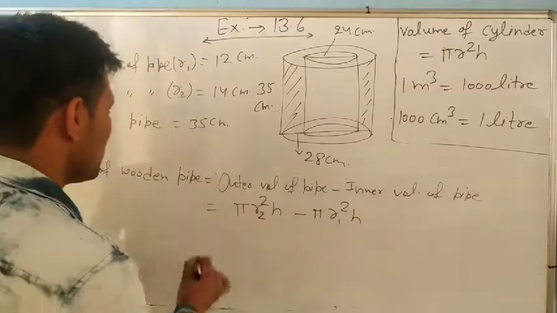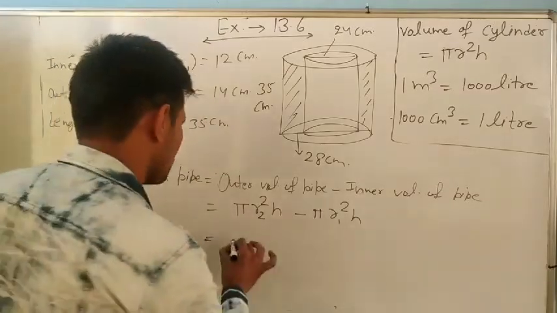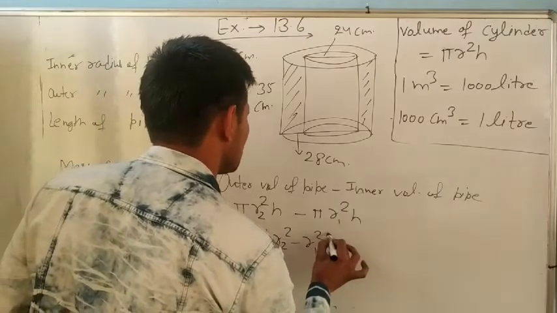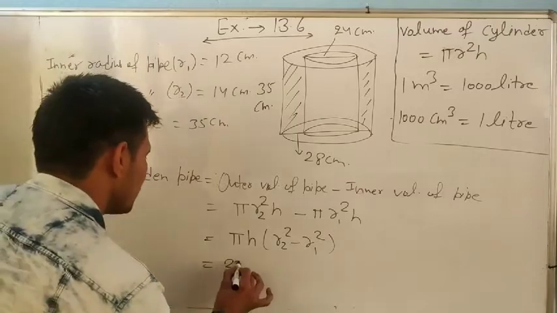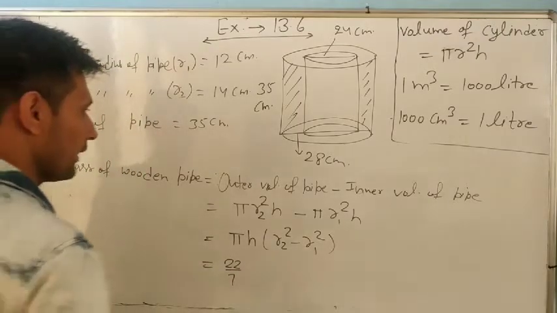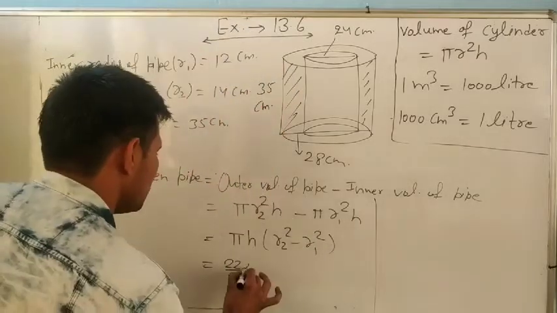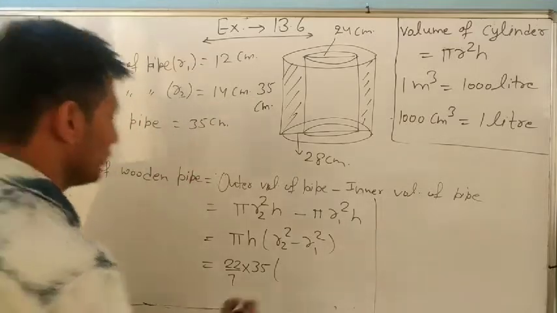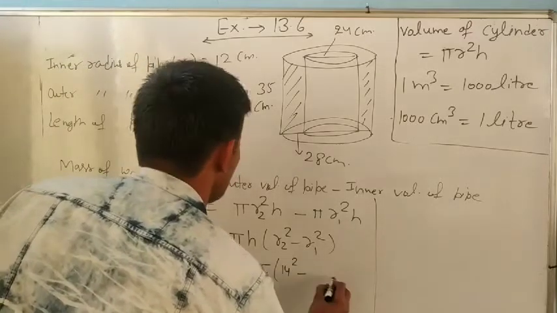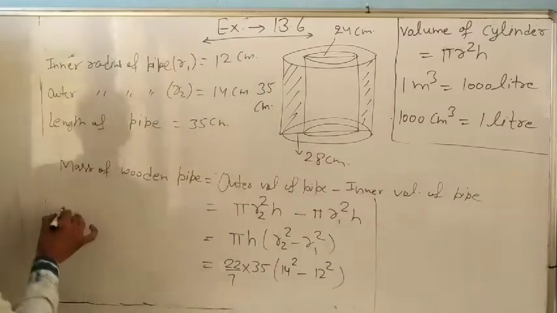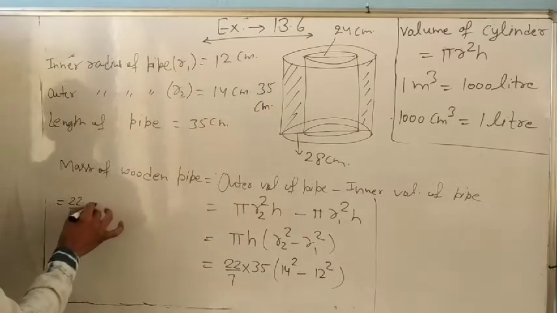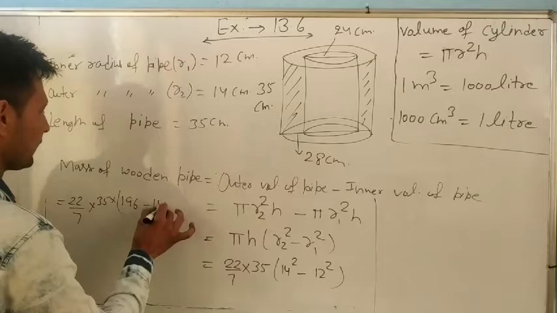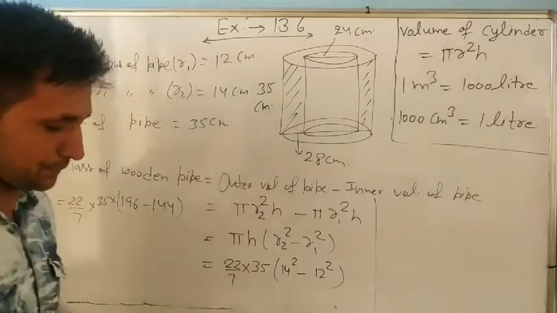But H is the same. So what is common? Pi is common, H is common. What remains? R2 square minus R1 square. Now you can find the value. Pi value is 22 by 7, into the H value, everyone knows 35. Now R2 is 14 square and R1 is 12 square. 14 square is 196, 12 square is 144. Squares are very important.